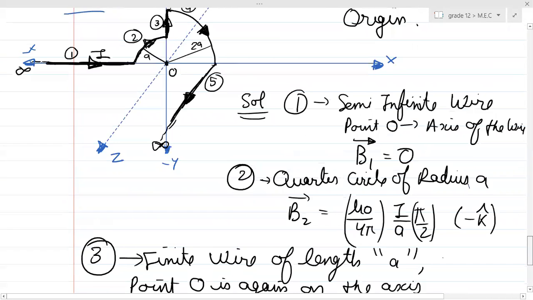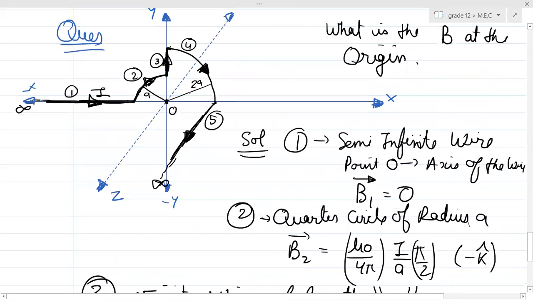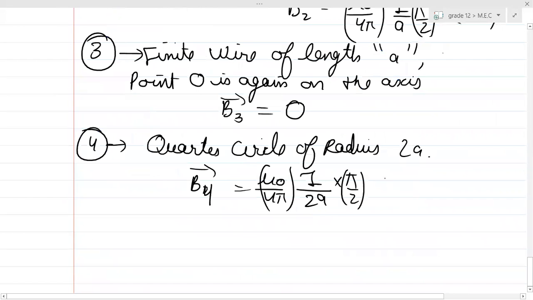Tell me what is the direction again? Can you see the current is going clockwise in the XY plane? So again it will be minus K. Now are you getting the hang of it? Yes, sir.